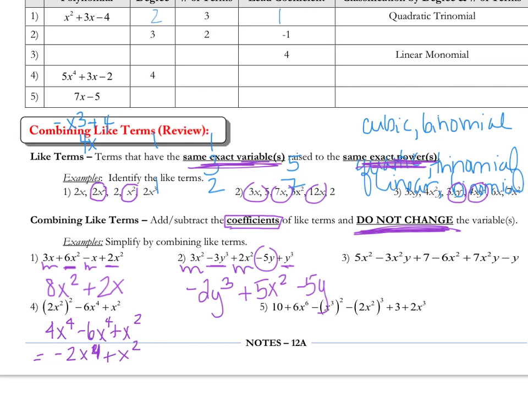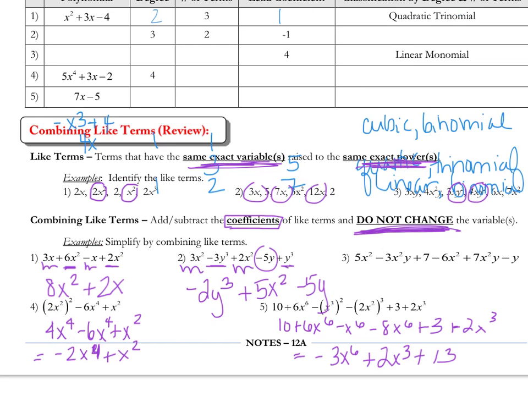Okay, so notice that we had to apply our properties of exponents here, but then we keep the variable the way it is when we combine like terms. Okay. Alright, go ahead and pause and try number 5 on your own. Alright, and we should have gotten negative 3x to the plus 2x to the third plus 13.